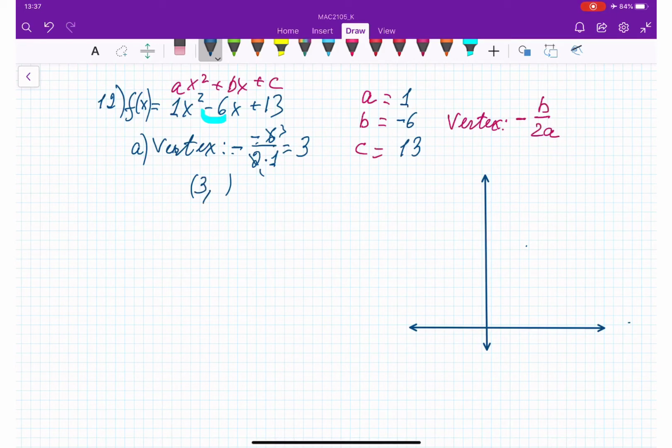So what I'm going to do, if I have the value of x for the vertex, I'm going to plug into f of x the value of x, which means I am plugging in f of 3, equals 3 squared minus 6 times 3 plus 13. So that's equal to 9 minus 18 plus 13. So what do we get? 9 minus 18 is -9. -9 plus 13 is 4.